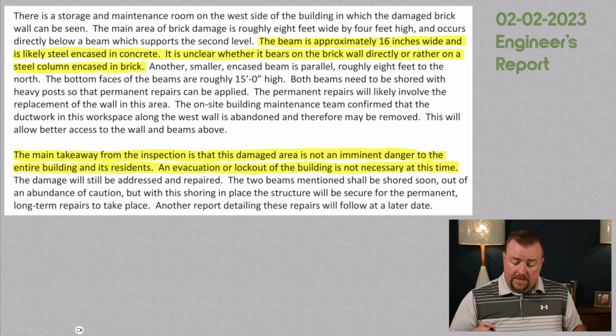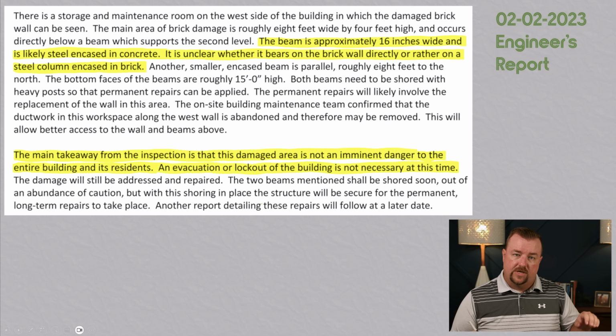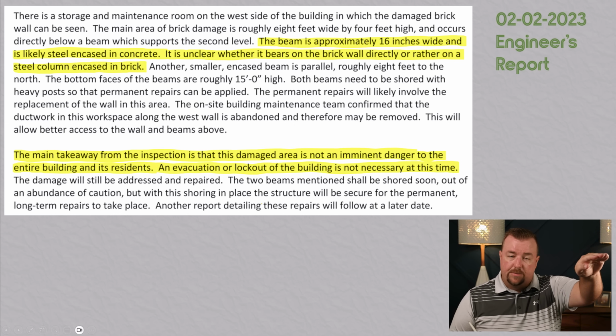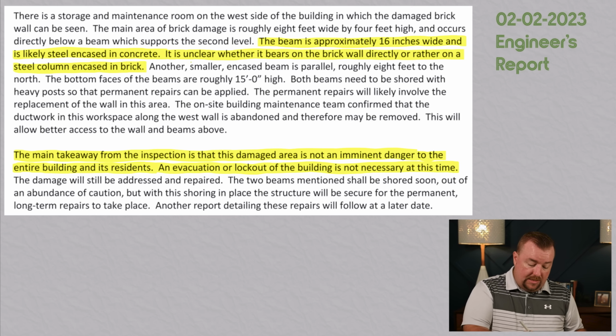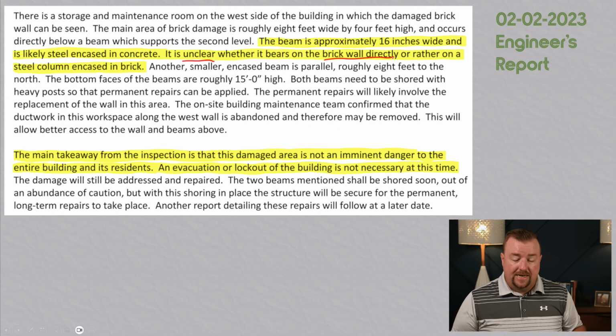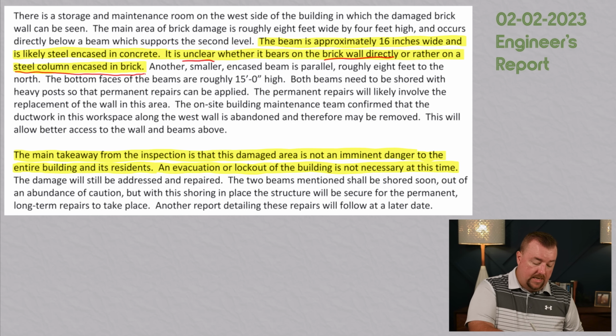All right, so in his report on February 2nd, he wrote, the beam is approximately 16 inches wide and is likely steel encased in concrete. So again, he's talking about one of those floor beams that's coming out towards us and bearing on the brick wall. He says, it is unclear whether it bears on the brick wall directly, which we now know it does. And it really doesn't take a lot of effort to figure this out at all. It is unclear whether it bears on the brick wall directly or rather on a steel column encased in brick.